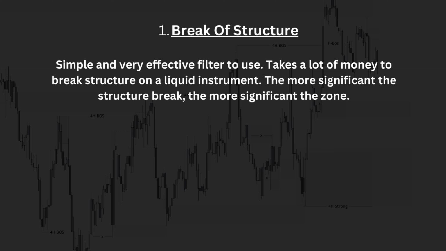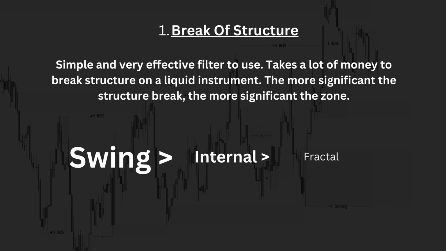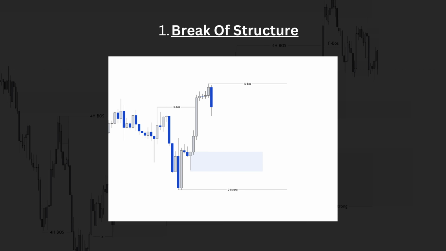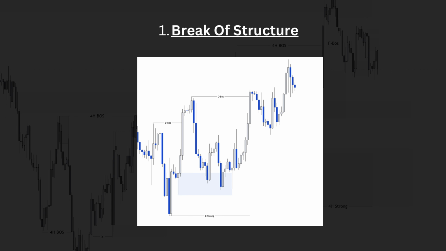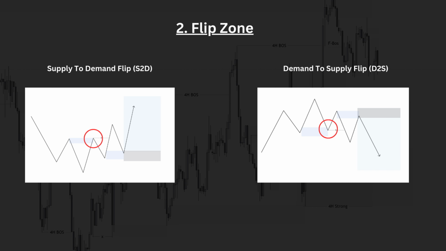It takes a ton of money to break structure on a liquid instrument, and the more significant the structure it breaks, the more significant the zone. Swing structure is stronger than internal, which is stronger than fractal. Zones that create the swing break of structure are the zones that are going to be the highest probability to give you the best moves, because those are where the majority of the orders lie to continue with price to create that next break of structure. Here you can see this demand zone broke the previous daily swing high. So price would return to this demand zone to fulfill the orders within this demand to break the next swing high. Number 2 is a flip zone.